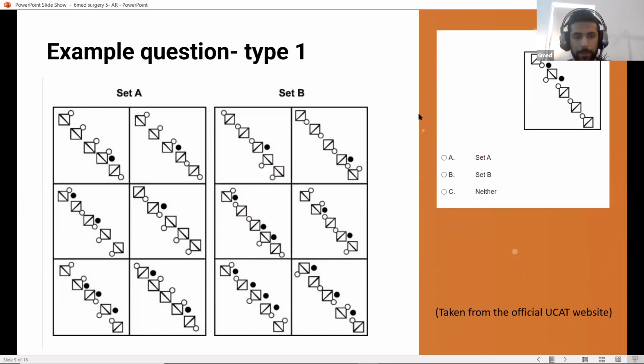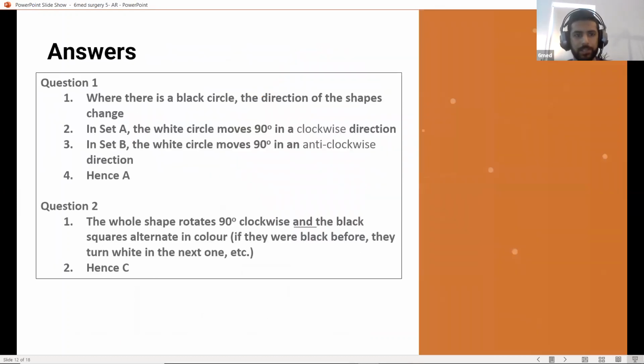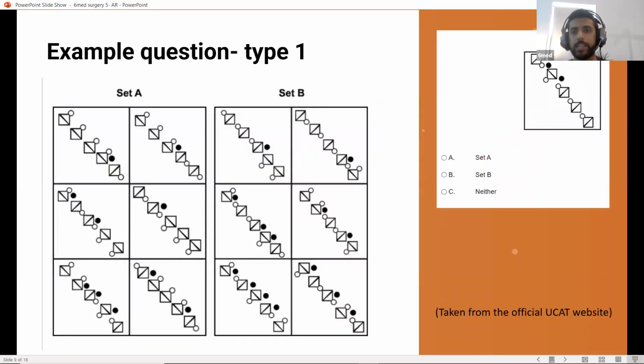So the answer here, I believe, was set A. Let me just check that. Yep. So where there's a black circle, the direction of the shapes changes. In set A, the white circle moves 90 degrees in a clockwise direction. In set B, the white circle moves 90 degrees in an anti-clockwise direction. And therefore the answer is A. And you can see with the test shape there, after that black circle, the white circle moves in a clockwise direction. And you can see how they can then ask more questions on this. There'd probably be a test shape where there's no change after a black circle, or a new shape is added, and that will obviously be neither. So, something to bear in mind there.